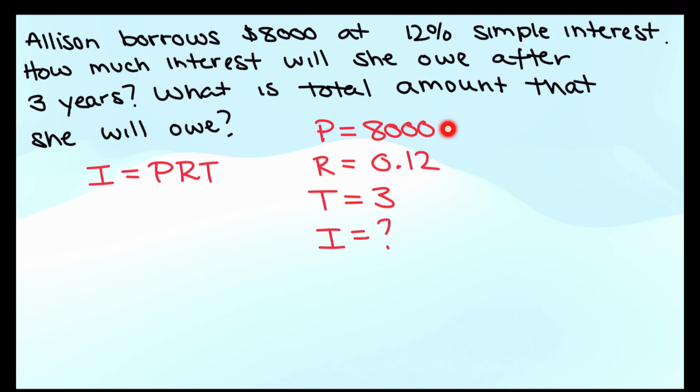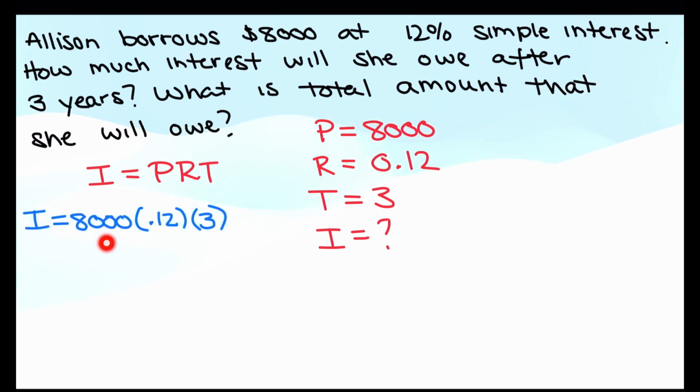The P, the principal, is the amount she borrows, so that's the $8,000. R is my interest rate, 12%. We have to take the decimal and move it 2 places to the left, so 12% becomes 0.12. Time is 3 years. So I'm going to plug those numbers into my formula. I equals 8,000 times 0.12 times 3.